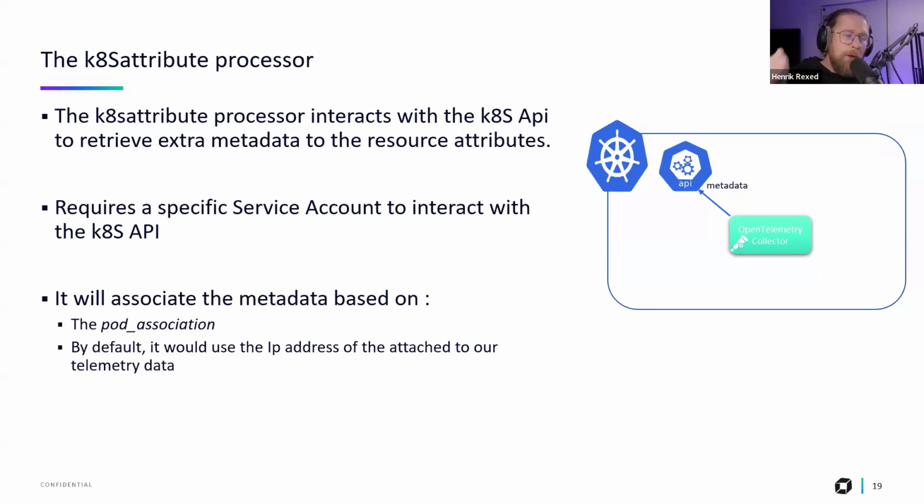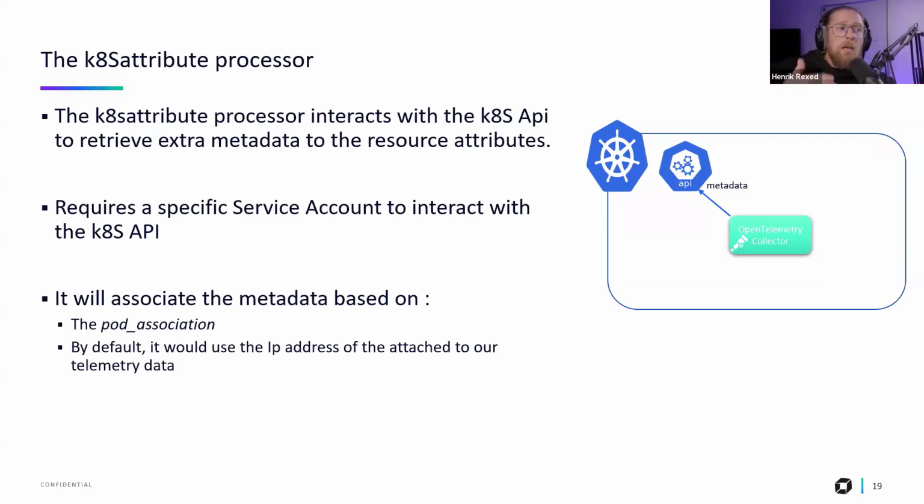Then you may ask yourself, but how is it able to attach or link a log or a metric to a given metadata in the API? Well, by default, if you don't configure anything, this Kubernetes attribute processor will look at the IP address of the source, which is the pod where we have grabbed the logs, for example. So we have the IP address of the pod, and we send the request to the API server and say, this is the IP address. Okay, so here's the metadata related to it. If you don't configure it, it's going to behave like this.